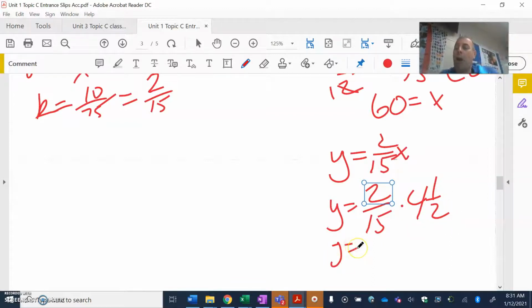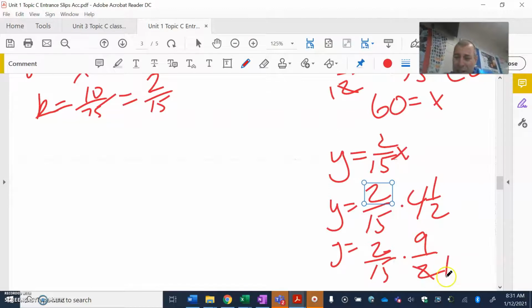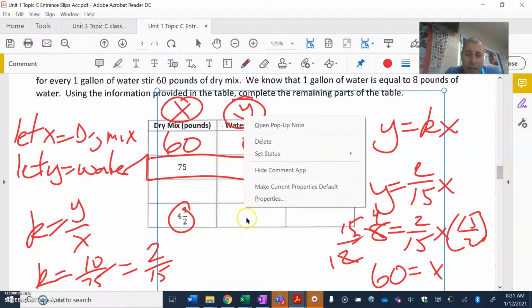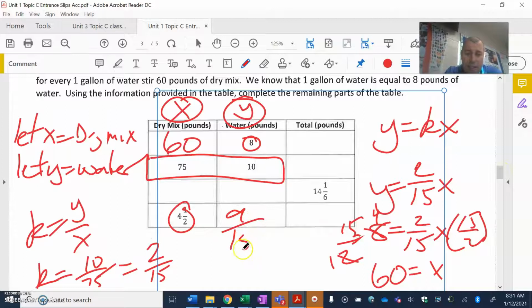So we'll use our multiplying with fraction skills. We'll get ourselves an improper fraction. Oh my goodness, more cross division. Look at that. So we get ourselves 9/15. All right. So to find the total, well, we're just adding them together. So that'll get it taken care of.